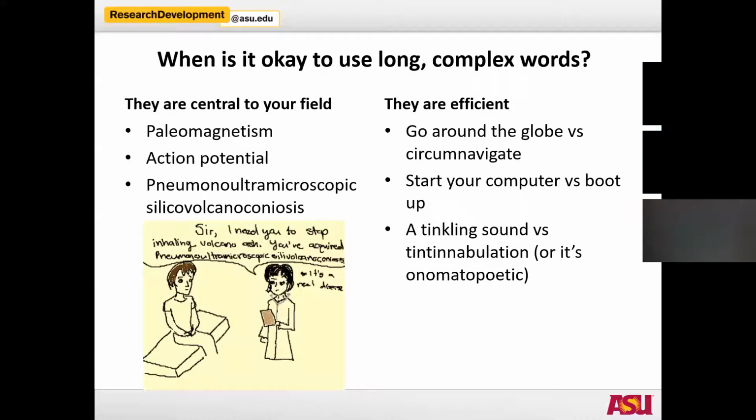So it's not always wrong to use long, complex words. You guys are in some kind of field, and there are long, complex words that are part of your field. And if you had to explain that word all the time, you would end up using way more words than just using the word that your field uses. So paleomagnetism, if I have to explain what paleomagnetism is, that's going to take a lot of words. Paleomagnetism is just ancient magnetism that you can find in a rock or something. Very important in geology. Action potential, that's a word you need to have.